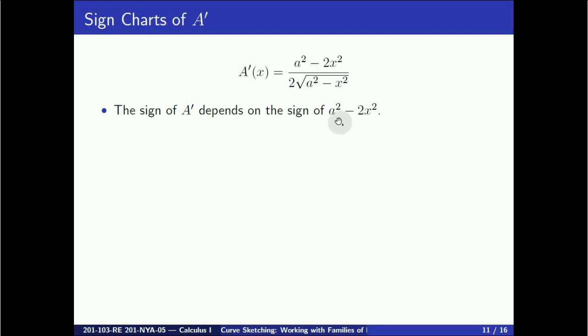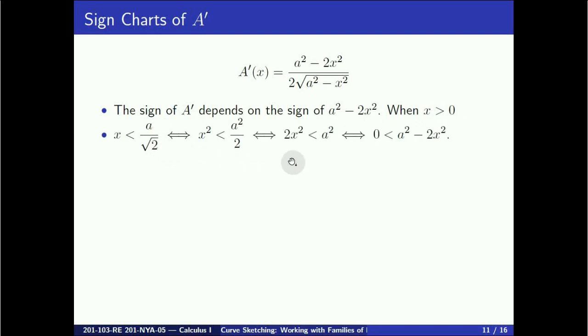The sign of a prime depends on the sign of a squared minus 2x squared. So when x is positive, but less than a over root of 2, then x is less than a over root of 2, which is equivalent to x squared being less than a squared over 2, which is equivalent to 2x squared less than a squared, or just a squared minus 2x squared larger than 0. Therefore, the numerator is positive, and a prime is positive when x is less than a over root of 2. Similarly, it is negative when x is larger than a over root of 2.